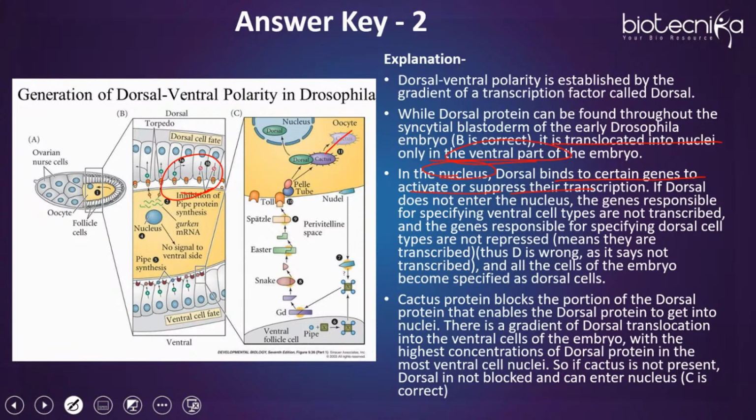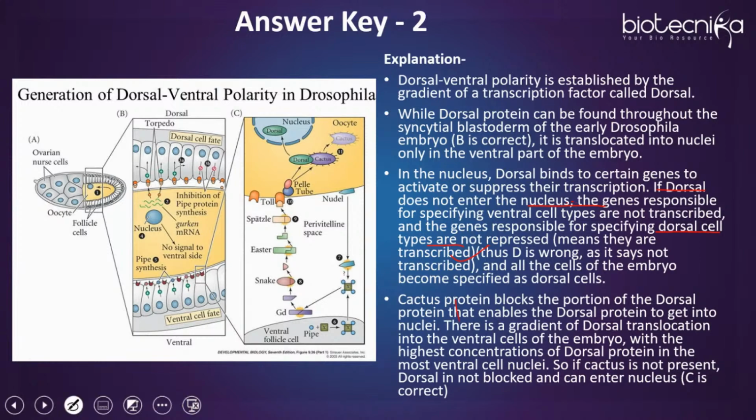So, what did I tell you? That dorsal will make ventral genes. So if dorsal enters the nucleus, it will make ventral cell types. But if dorsal does not enter the nucleus, the genes which were responsible for making ventral won't be made, because dorsal was making ventral. So in that case, what will happen? The genes which specify dorsal will get expressed. They are not repressed, because dorsal was basically repressing them and activating ventral. But if dorsal is not there, then dorsal cell types will be transcribed.